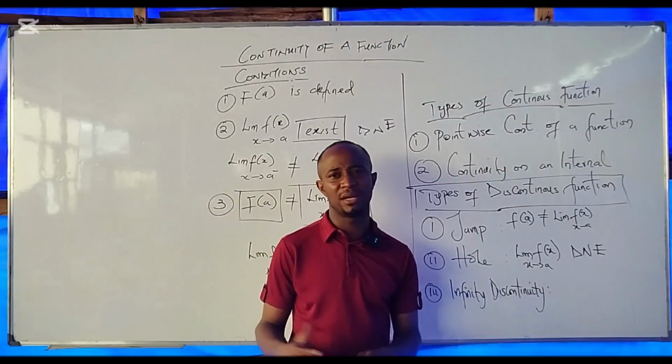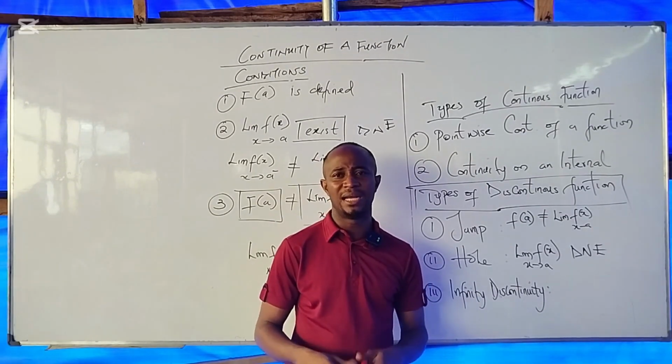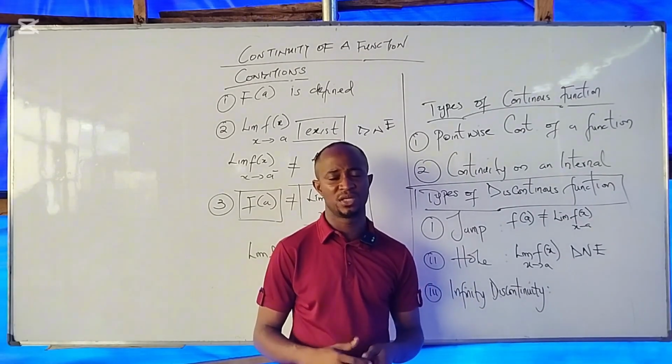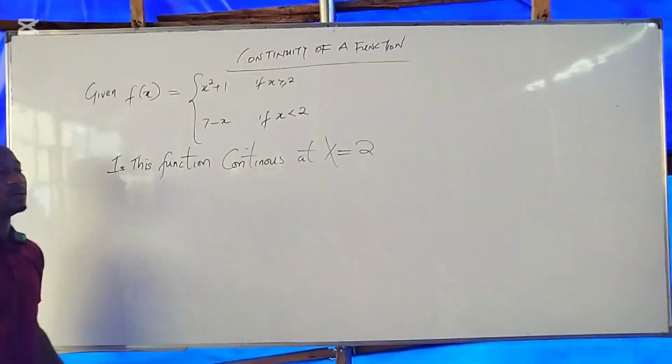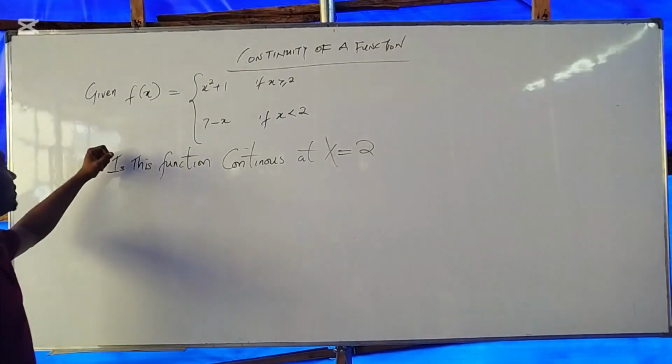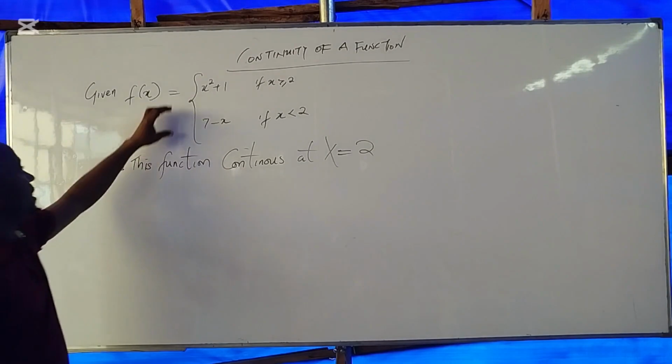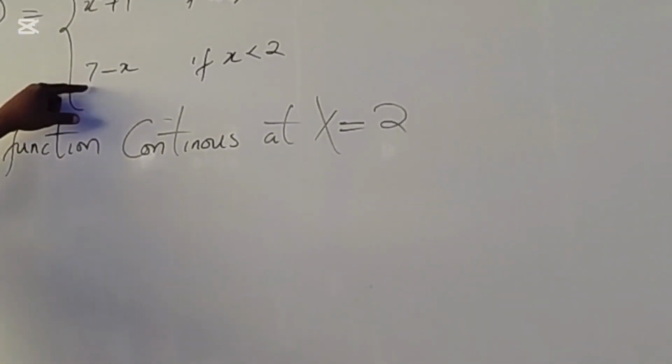Now, let's look at a good example of a function, and let's determine if this function is continuous or not. All right, guys, so we are giving a good example here to solve. Given f of x equals x squared plus 1 and 7 minus x.